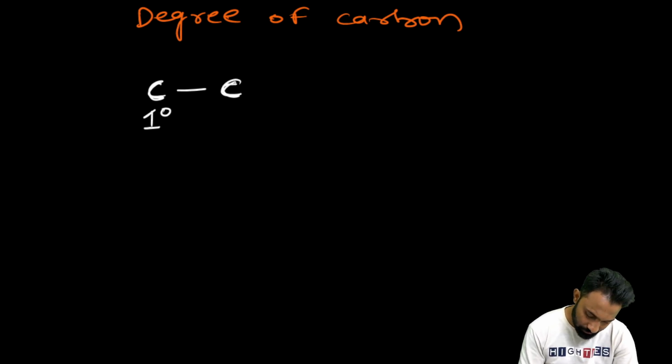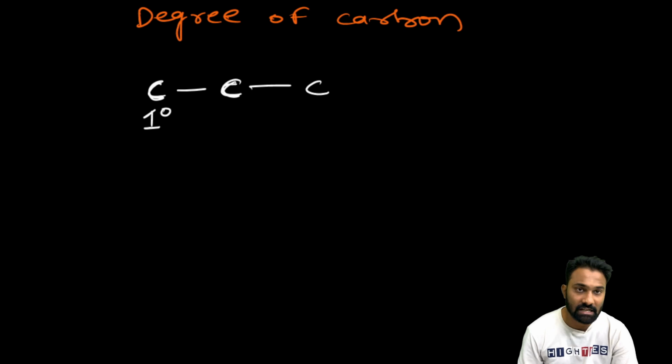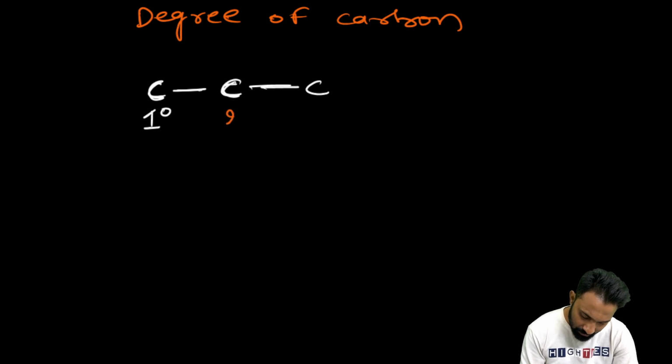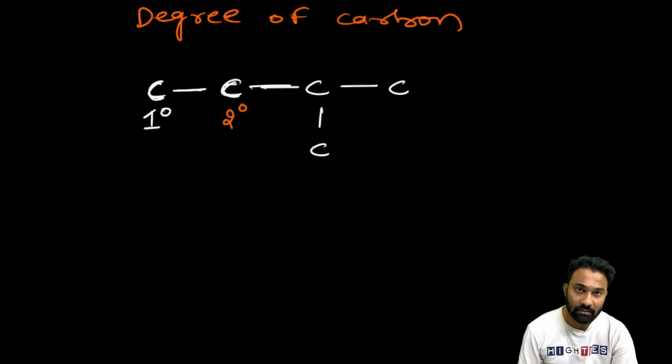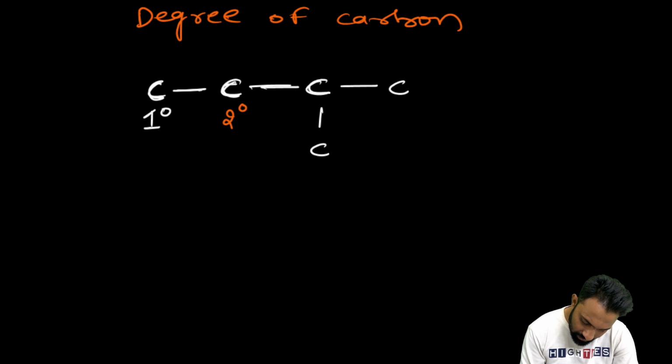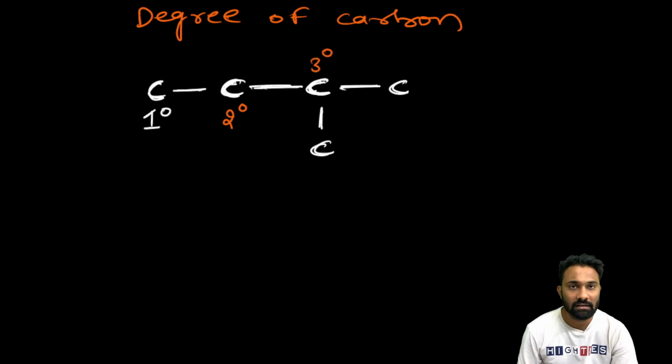Next. Again, I extend the carbon chain. So this carbon is attached with 2 carbons, right? So this carbon we call a 2 degree carbon. Done? Next, I will extend this and write another carbon here. Now, this carbon is attached with 3 other carbons, 1 carbon, 2 carbon, 3 carbon. So this carbon we call a 3 degree carbon.